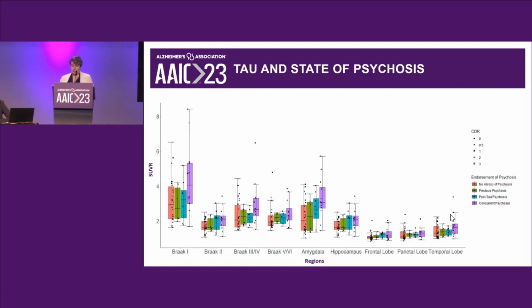So this box plot further shows the regional SUVRs, but now broken down into the subsections of psychosis that we were just discussing. We can see a stepwise pattern here in the amygdala that is still sort of seen in the hippocampus, but I think this suggests that these significant differences we're seeing are driven by those who are experiencing concurrent psychosis.